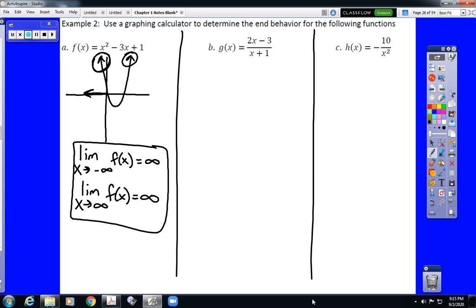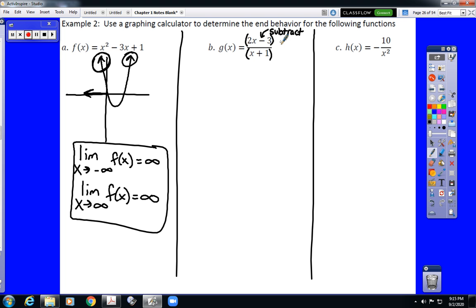For letter B, this one's a little bit trickier to put into the calculator, so please be careful. What you need to do in your calculator is type in parentheses 2x minus 3 and then divided by x plus 1, also in parentheses. If you don't put parentheses around the top and the bottom, you're not going to get the correct answer. Also, make sure you're hitting the subtraction button here, not the negative.